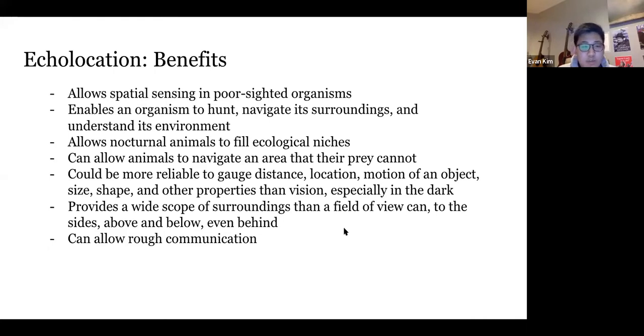So echolocation allows spatial sensing in poor-sighted organisms because in order to navigate their surroundings and find prey, they need to be able to understand what is around them, how to avoid obstructions, how to effectively move towards their prey. And in this way, it enables an organism to hunt, navigate its surroundings, and understand its environment. Dolphins and bats alike move towards their prey without necessarily having to see them through echolocation, as they can as well navigate their surroundings and understand what's around them in their environment.